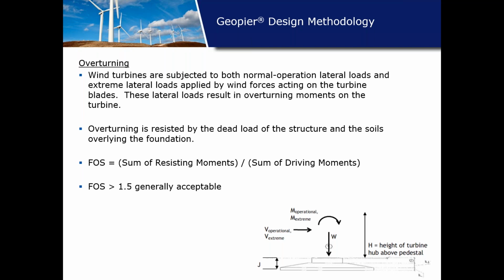So the wind shear creates a moment. You would sum the weights of the superstructure, foundation, and soils about the toe of the foundation, divide that by the driving moments, and come up with your factor of safety. And in general, a factor of safety of 1.5 or better is acceptable for wind turbine applications.